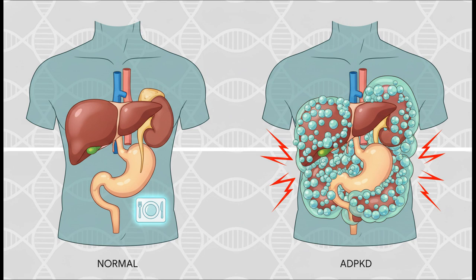Imagine trying to operate when the organs are so massive they fill the entire abdomen. So in these cases, the indication for the combined transplant is clear. You have end-stage renal disease coupled with these debilitating symptoms from the polycystic liver.